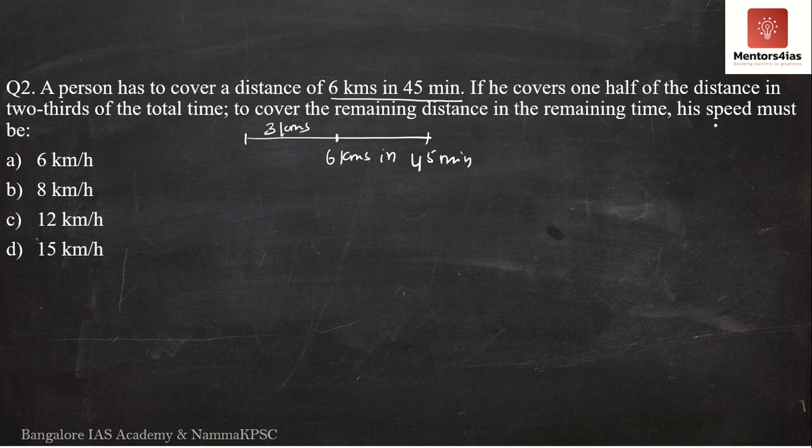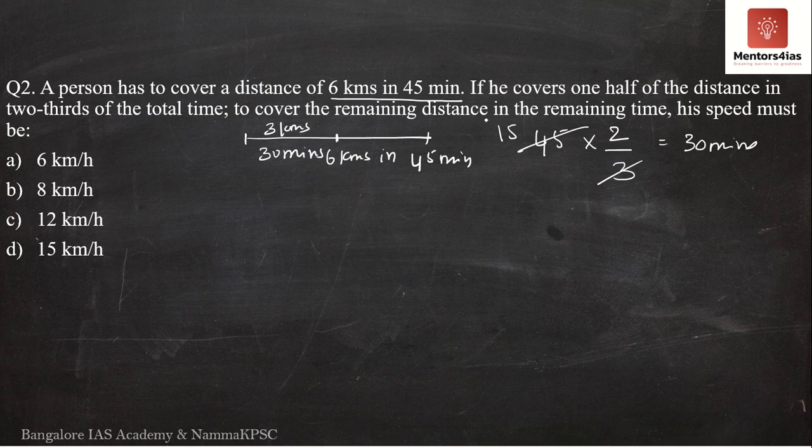So if he covers 1/2 of the distance in 2/3 of the time, see the total time available is 45 minutes. What is 2/3 of 45 minutes? So you have to multiply it by 2 by 3. So it is 30. 15 3s are 45, 15 2s are 30. Meaning the person covers 3 kilometers in 30 minutes.